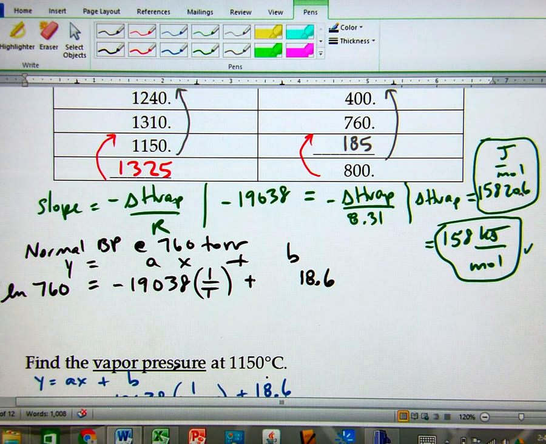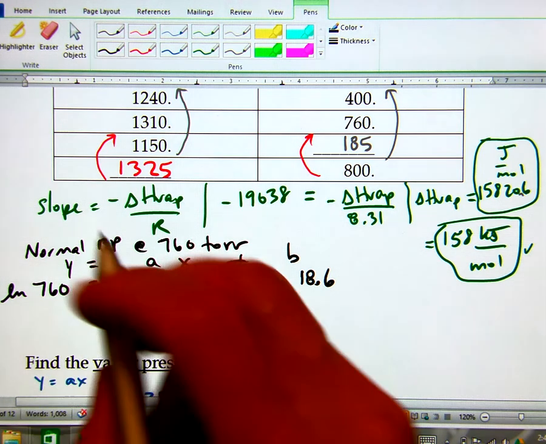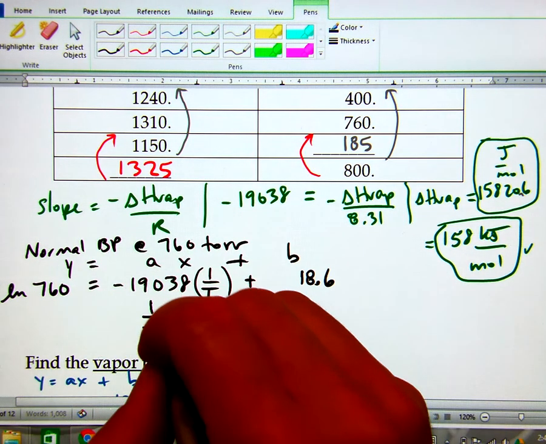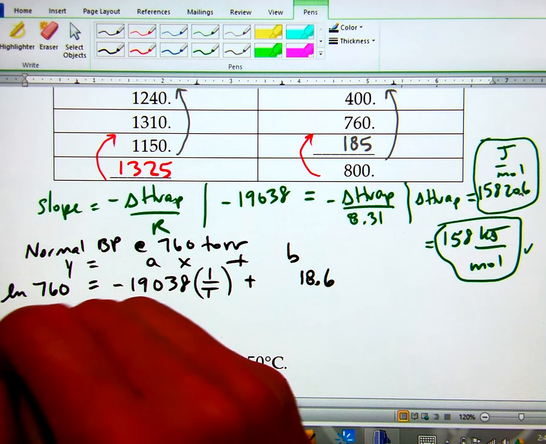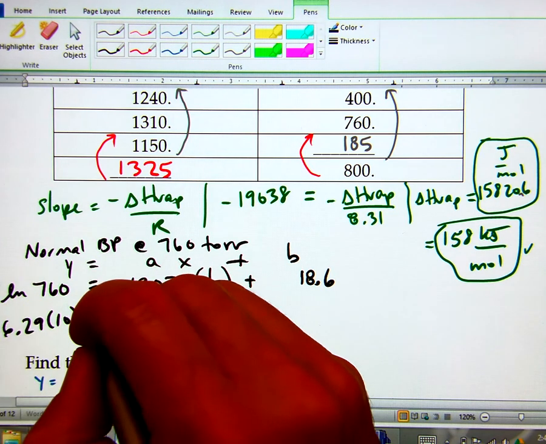And then we're going to solve for the boiling point, which is going to be in Kelvin in this one. So when we do that, we're going to have to plug that in to our calculators. I actually do not have that worked out already, so we're going to do that real quick. We're going to take the ln of 760, then we're going to subtract 18.6, and then we're going to divide that by negative 19,038. So we're going to get 1 over temperature equals 6.29 times 10 to the minus fourth.